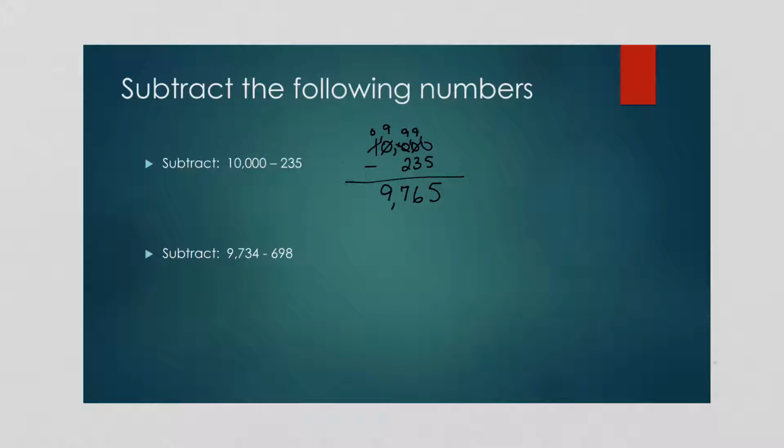All right, so let's look at the next one. So I've got 9,734 minus 698. So I can't take 8 away from 4, so I have to borrow. It becomes a 2, so now I have 14. 14 minus 8 is 6. I can't take 9 away from 2, so I have to borrow again. 12 minus 9 is 3. 6 minus 6 is 0. And then bring my 9 straight down. So this answer is 9,036.